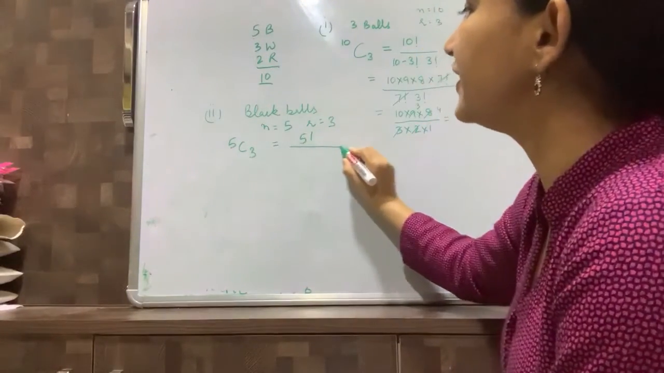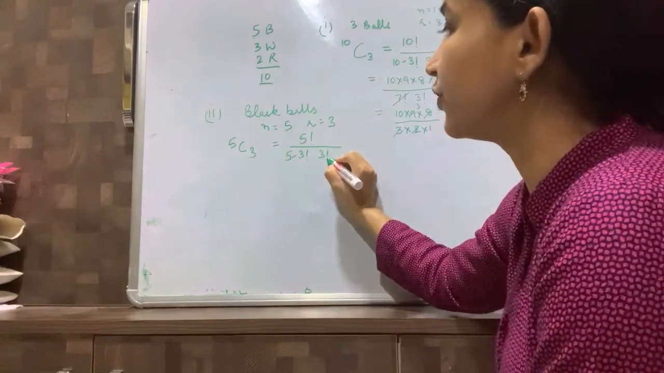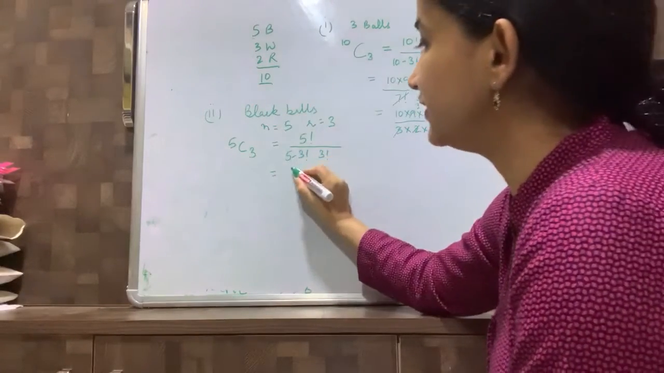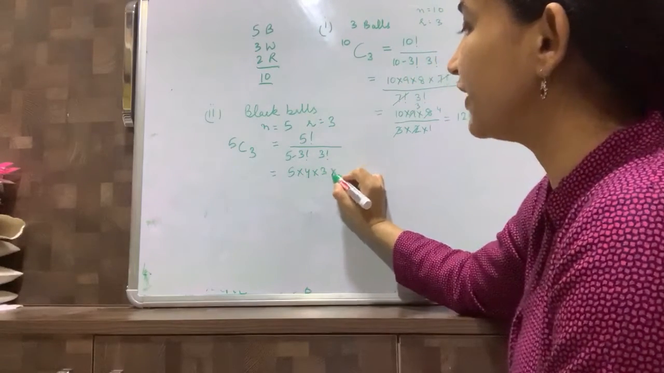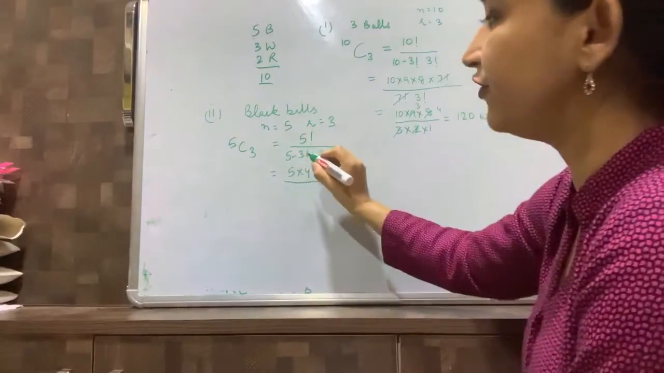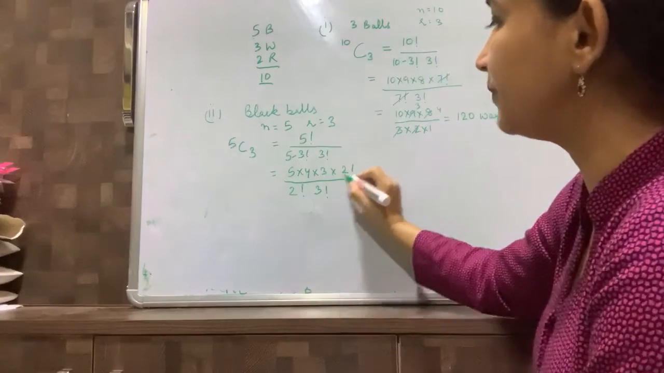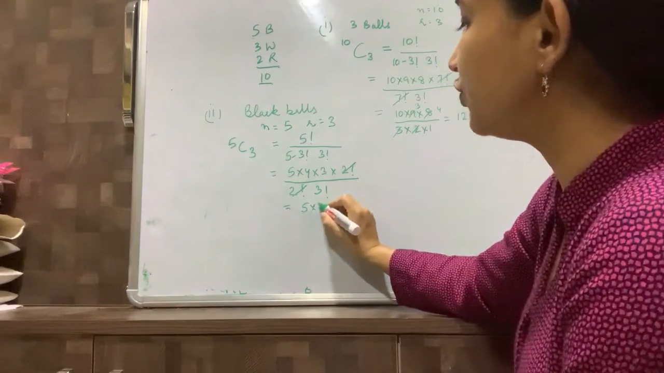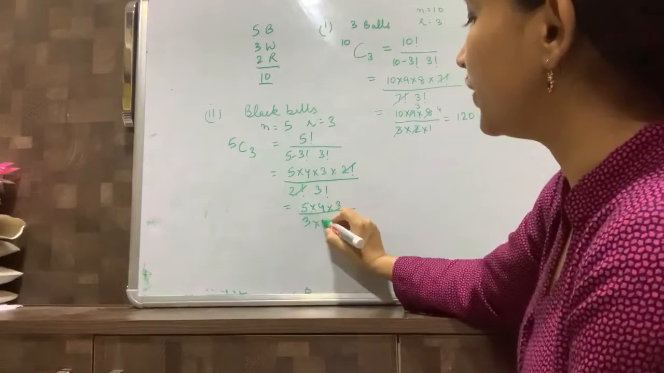5 factorial divided by 5 minus 3 factorial into 3 factorial, right? So again we are going to open till the third factor. 5 into 4 into 3 into 2 factorial, right? So we have in the denominator 5 minus 3, 2 factorial into 3 factorial, right? So this 2 factorial will cancel out as it is. So we are left with 5 into 4 into 3 divided by 3 into 2 into 1.